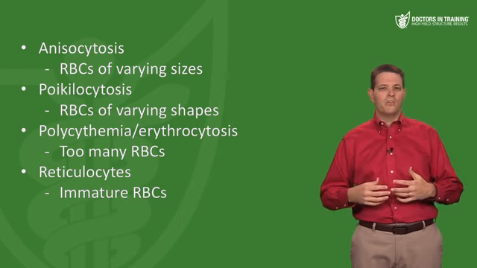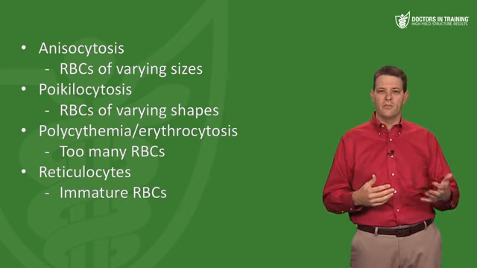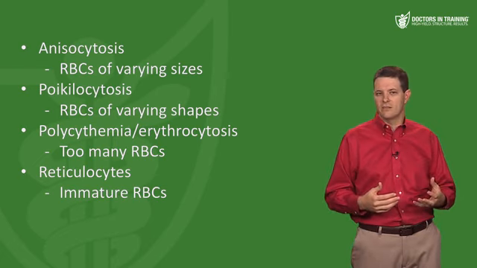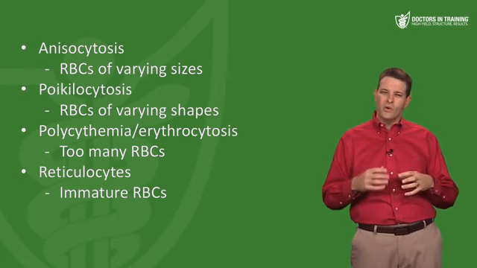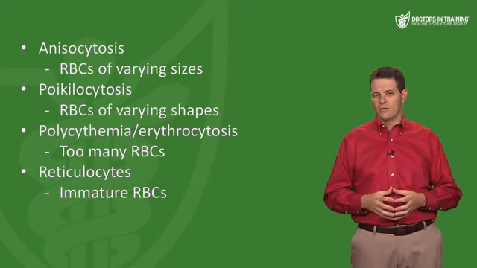So when your bone marrow is busy churning out new blood cells, you're going to see more and more of those immature forms on the smear, and that's called reticulocytosis. But here's some good news. You don't really need to worry about remembering all the different stages of different red cell precursors.